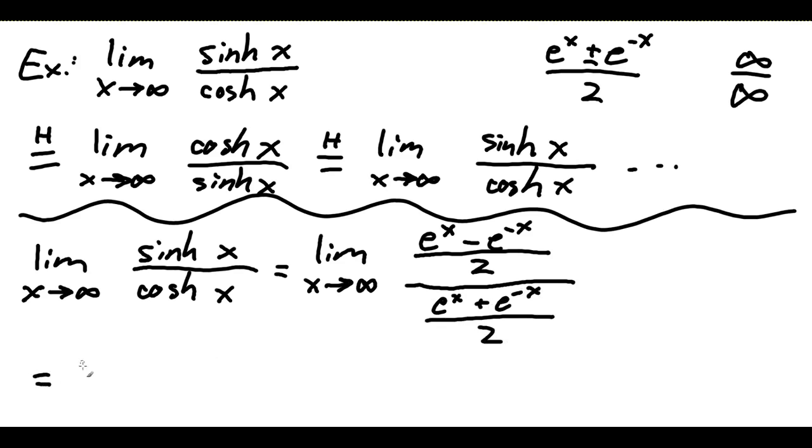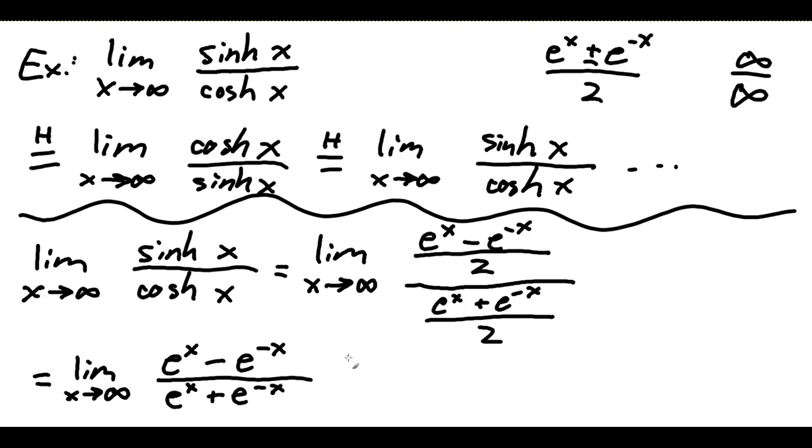Let's simplify that fraction. These halves cancel. We have e to the x minus e to the negative x divided by e to the x plus e to the negative x. And now, looking at this, you can also see why L'Hopital's rule will not work, right? When we take derivatives, the e to the x stays the same. The e to the negative x term is just going to flip signs, so we just keep switching signs between positive and negative here. Instead, we need to do something else. What are we going to do?